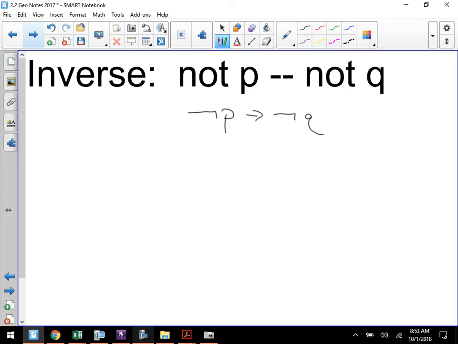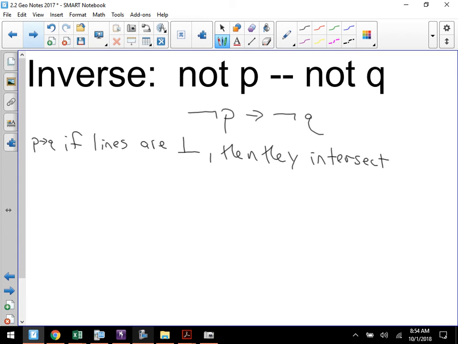So if we go back off the idea of if lines are perpendicular, then they intersect. That was our first statement, P to Q. Is that true or false? If lines are perpendicular, they intersect? That's true. So what we want to do is something like this. We know that that's going to be true. So I put a little T next to it. We're going to start building what's called a truth table.